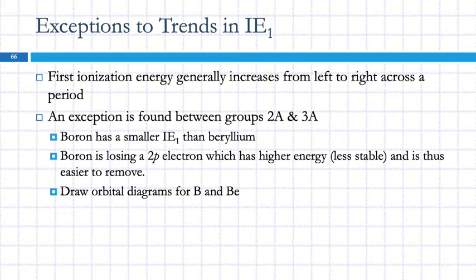We see exceptions in this trend when we get between groups 2A and 3A. So boron has a smaller ionization energy than beryllium, which is not what we expect. But what's happening is that boron is losing a 2p electron, which is higher in energy and is easier to remove. And beryllium would be losing a 2s. So it says draw the orbital diagrams.